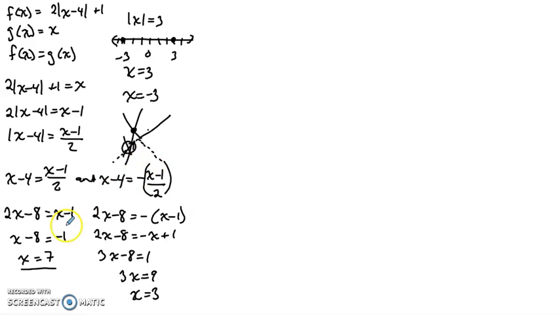So to check for extraneous answers, we take our two values, x equals 7 and x equals 3, plug them back into our original equation, f of x equals g of x, and see if we get a correct statement at the end.